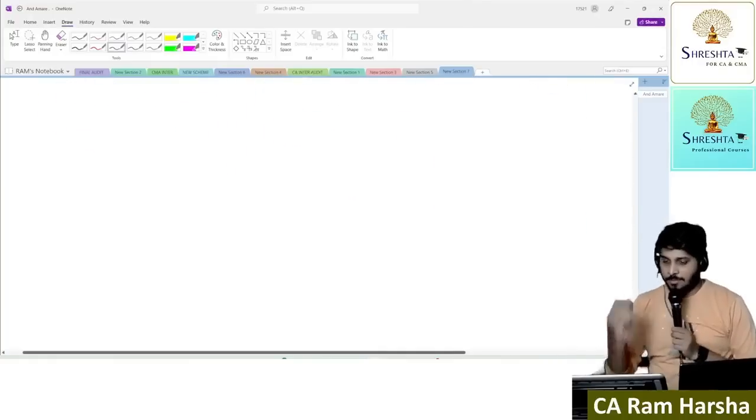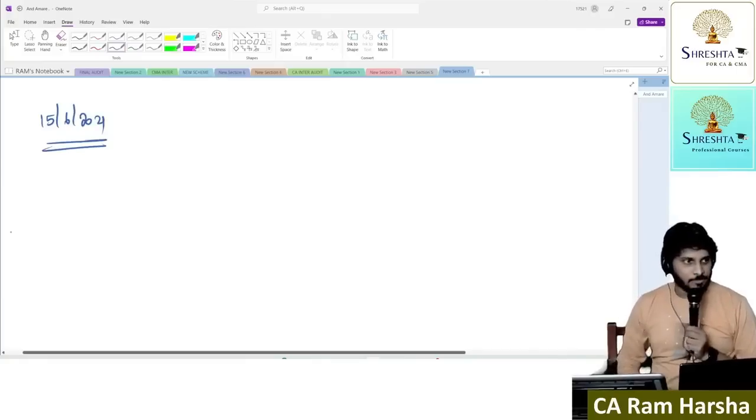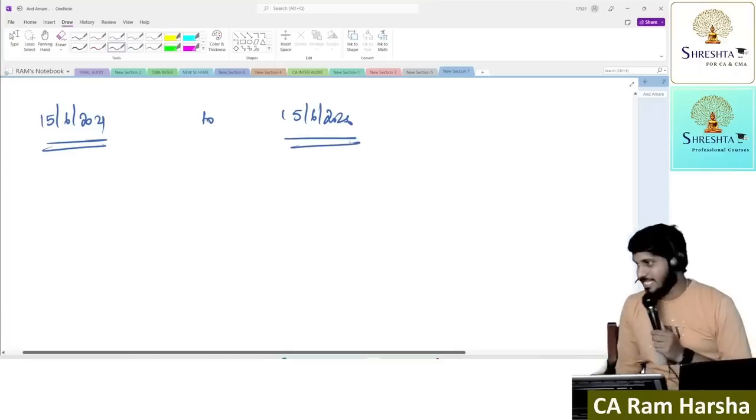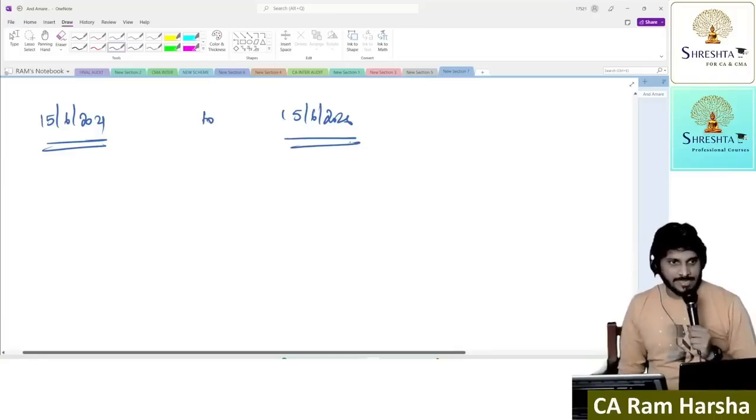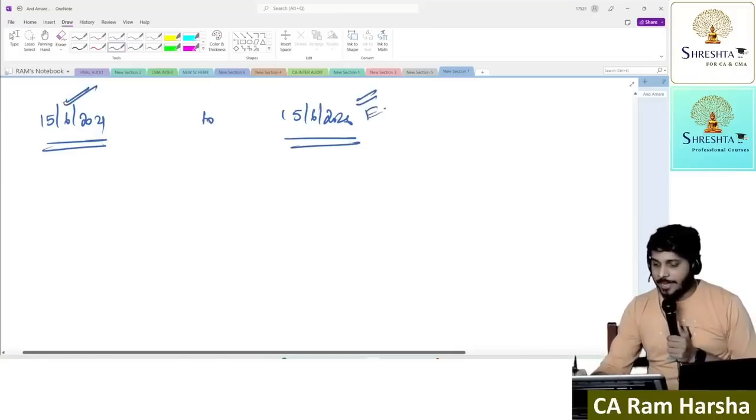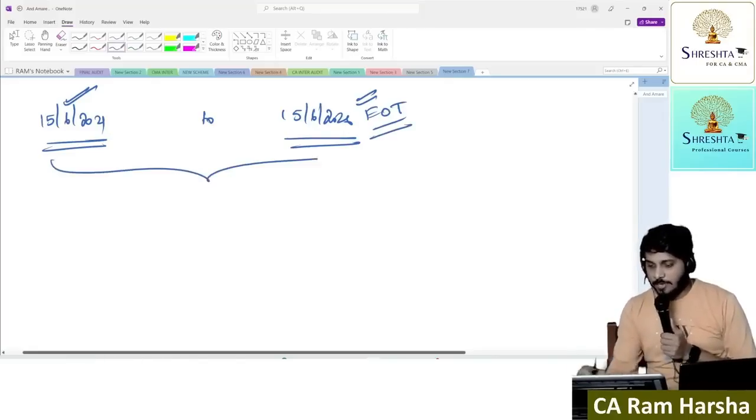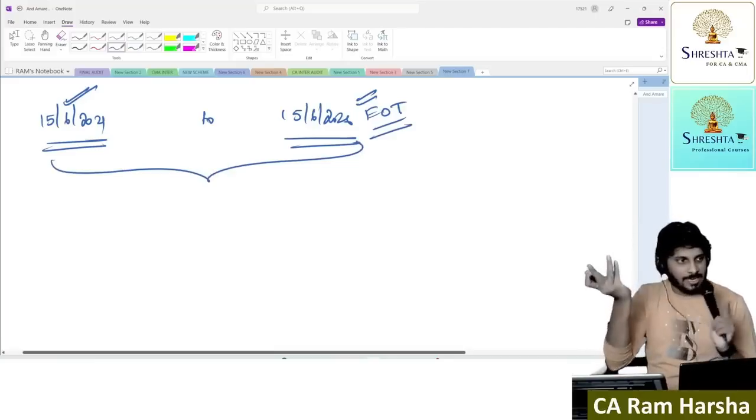In this example, the auditor was appointed on 15th June 2021. Yes or no? First AGM. And his appointment is valid up to 15th June 2026, which is the 6th AGM conclusion. I am talking about a non-government company. Example. Now, this is the date of appointment. This is the expiry of term. What is it called? Expiry of the term. This is called term of appointment or tenure. So, once the term is over, then the term is expired.